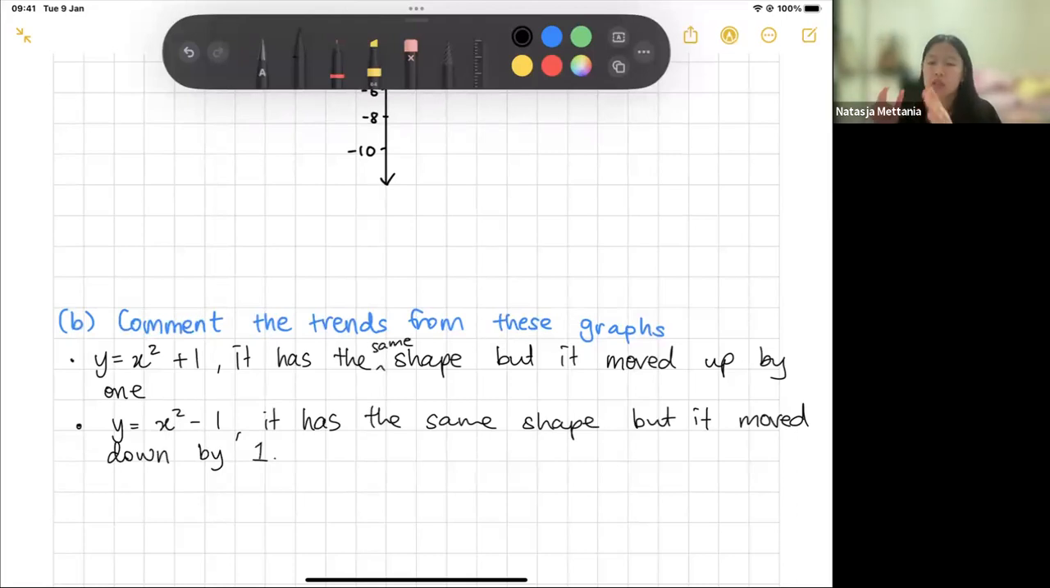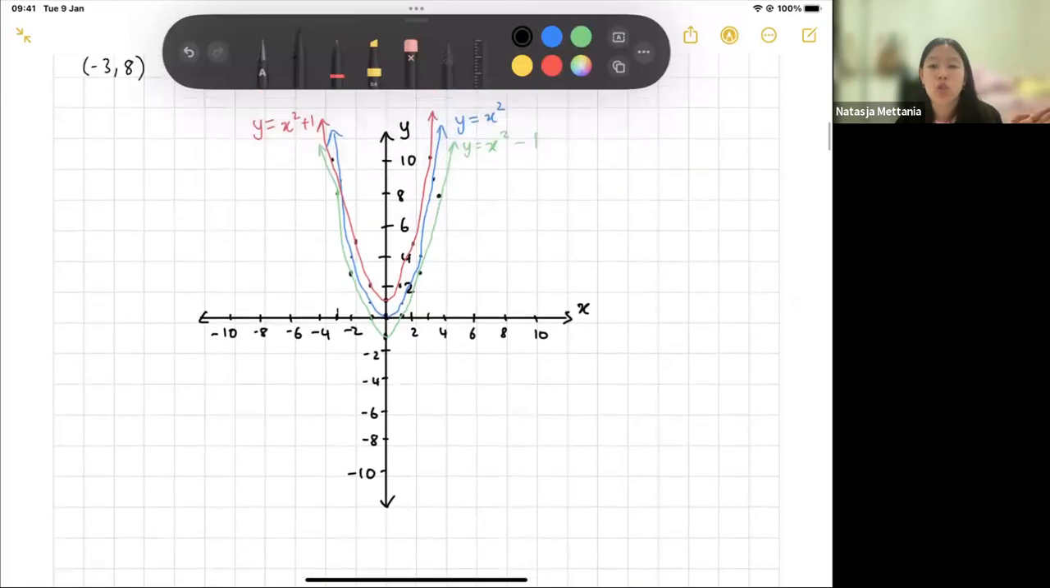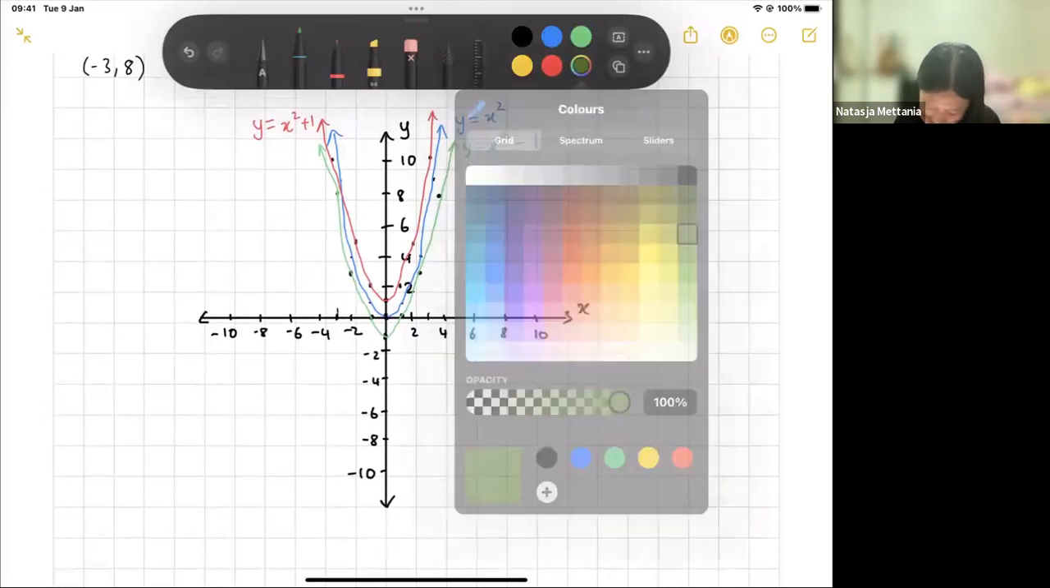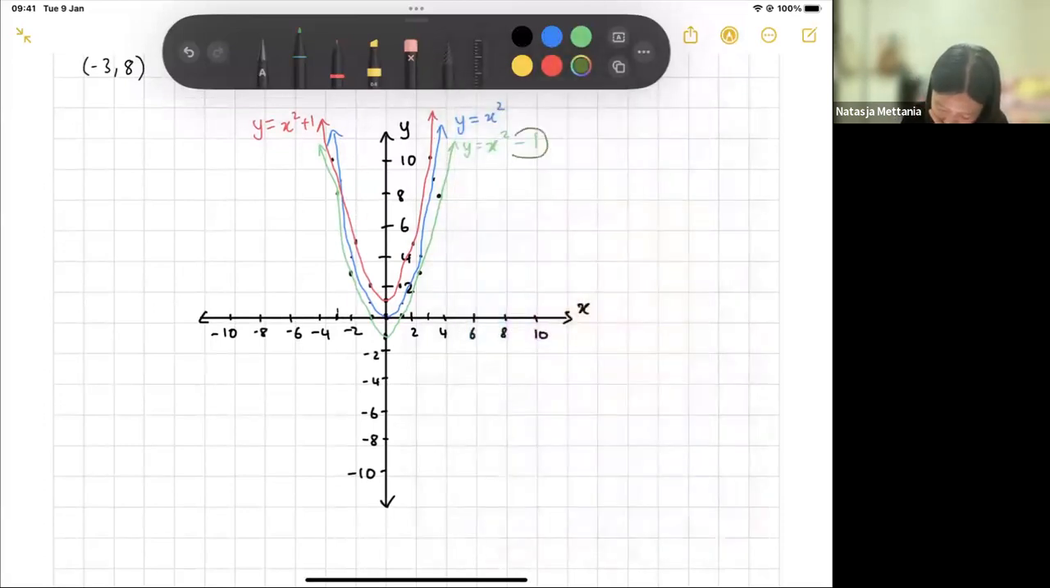Okay, when I talk about the same shape, it's whether it's steep or it's wide, okay? In this case, it is your normal graph, y equals x squared, okay? The shape is the exact same. It's just moving up or down. So if you notice right now that this -1 or this +1, that constant is basically telling us whether it's moving up or moving down the y-axis, okay?